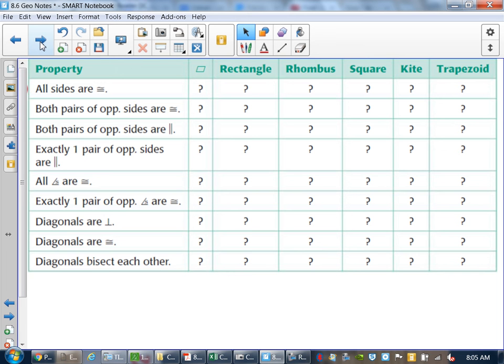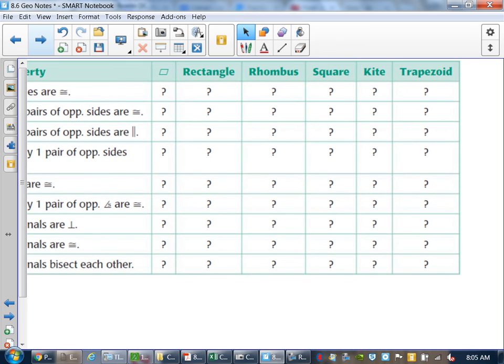So let's take, I don't know, 3-4 minutes on your own and try to mark off what has what. Make a little X or a check mark. So if all sides are congruent, what shapes are there? Well, what I want you to do is add, the first one is a parallelogram. Okay? Rectangle, rhombus, square, kite, trapezoid.